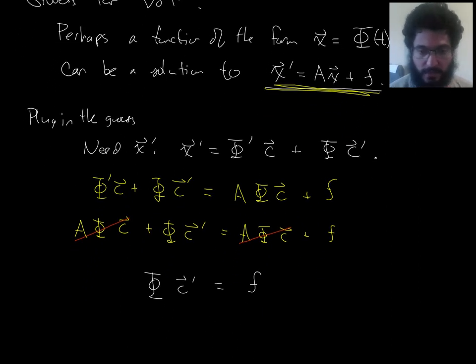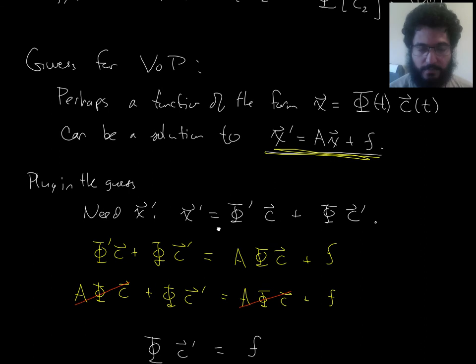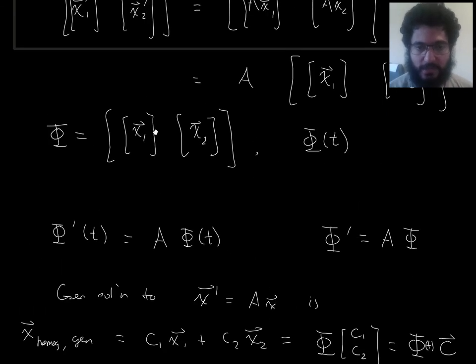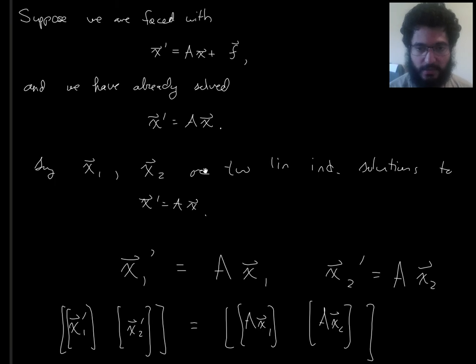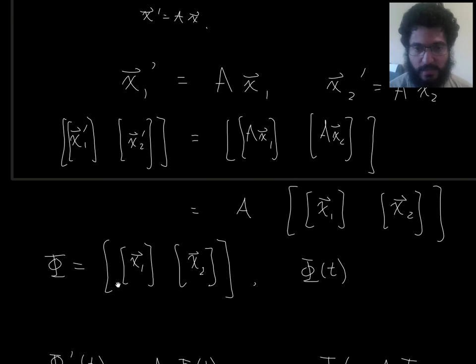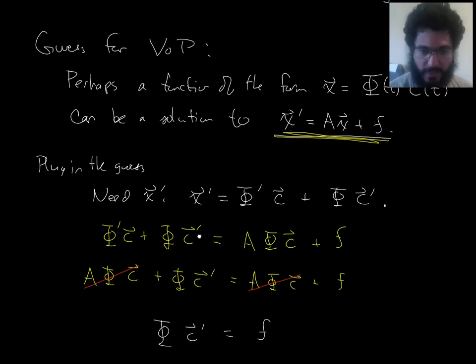So this is a way of finding C prime. How would you find C prime from here? You would have to solve for it, right? So you need to apply the inverse of this matrix. Okay, matrices are not always invertible, but this one will be. That's because you built it out of two linearly independent columns, right? These had to be linearly independent solutions. x1 and x2 have to be linearly independent. So phi will be definitely an invertible matrix.